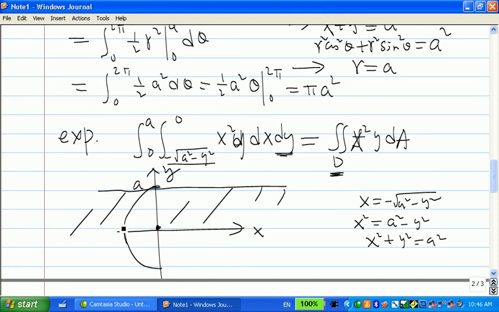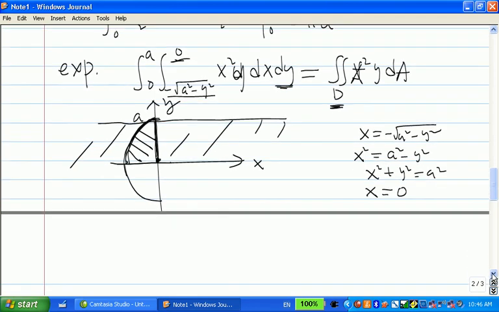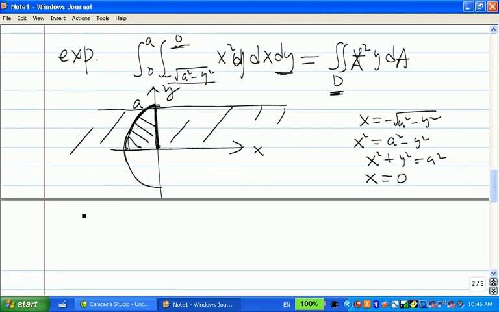What is the top curve? Top curve is 0. You say, what is 0? It's really x equal to 0. It's the y-axis, like here. So this is your bottom curve. This is your top curve. And y is between 0 and a. So this is your D. Once we know what the D looks like, then we can write this one.